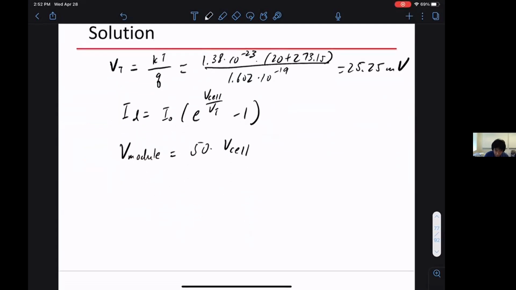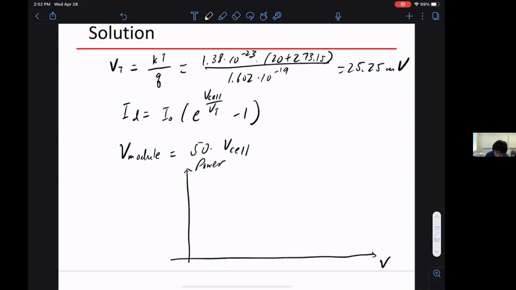So what happens to this curve is, if you look at the power plot, it pushes the curve very much to the right. Okay, so you can have a very high voltage. You can operate this at a much higher voltage when you connect things in series, right? Because each of the cells only sees 1/50th of the voltage.